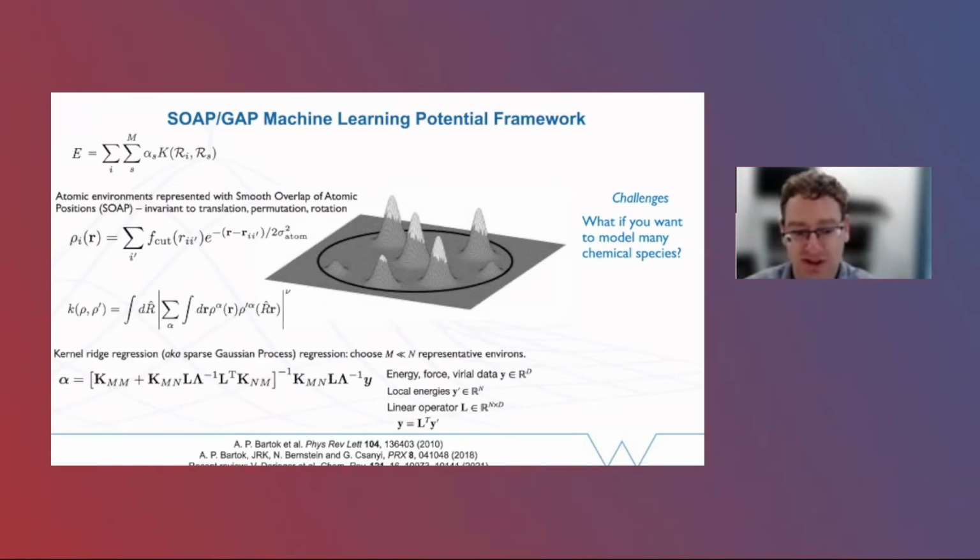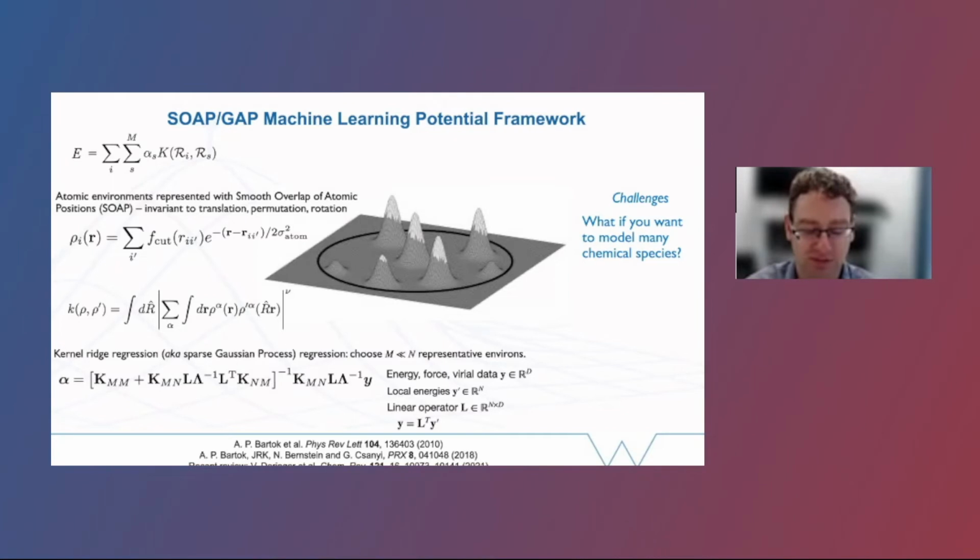One is this idea of how to model many chemical species. So this sum over alpha here can get really problematic. The way that we do this in practice, we don't do this integral analytically. We convert this density into an expansion, a series expansion that we truncate at some point, and the length of that series expansion scales quadratically with the number of chemical species in the system.